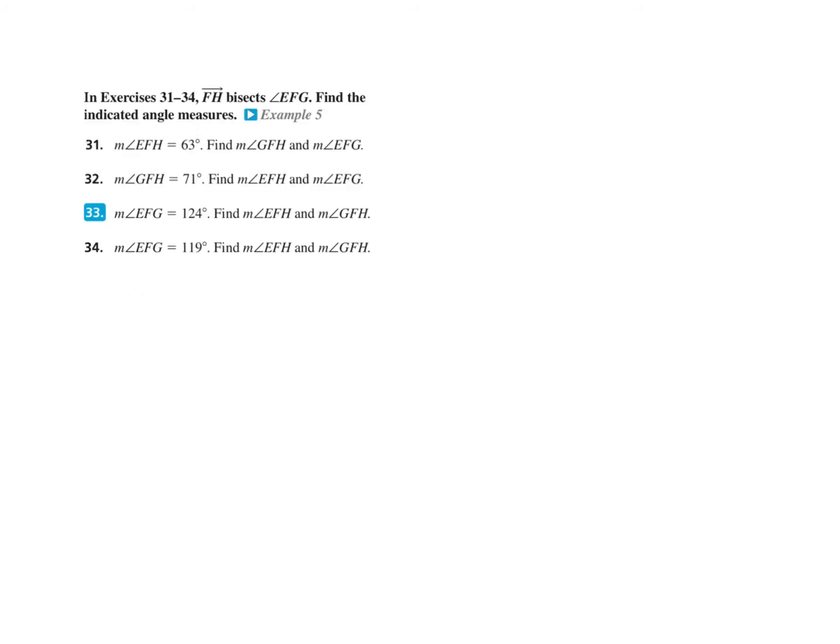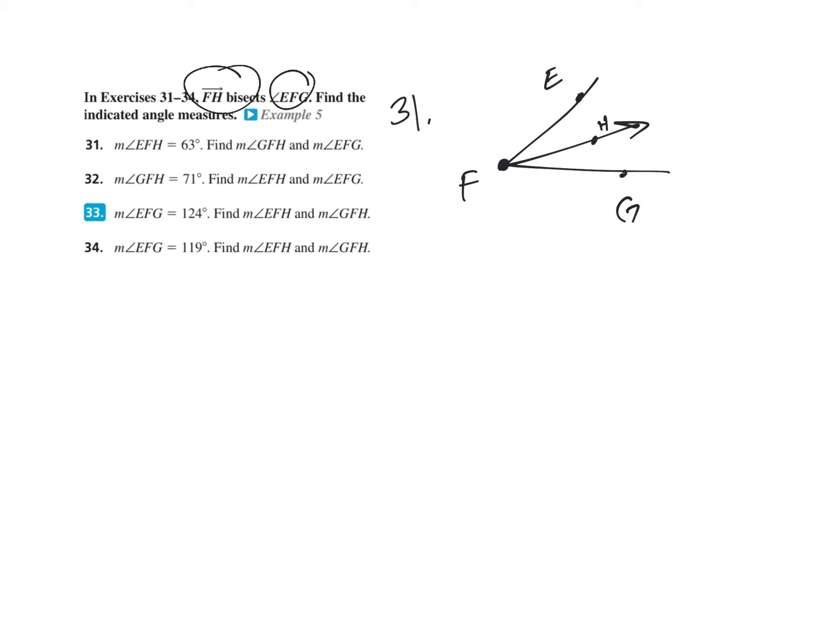31. Ray FH bisects EFG. So if we just draw a normal generic thing here. So ray FH, F through H. And this is EFG. All right, so 31. The measure of EFH is 63 degrees. Find GFH. So the measure of angle GFH.